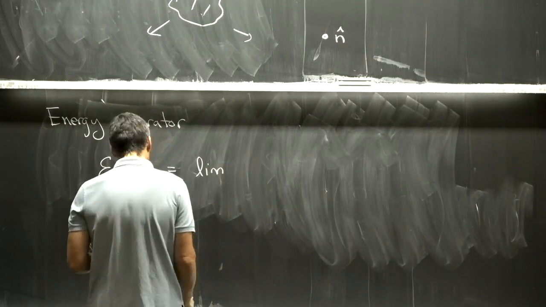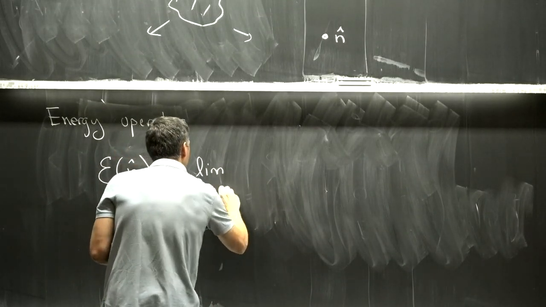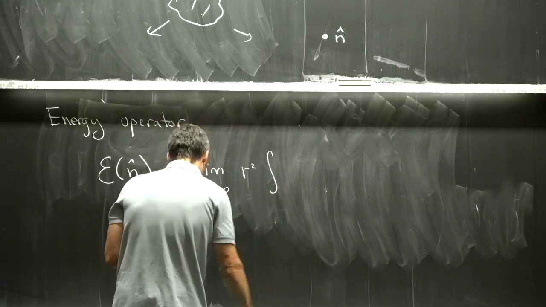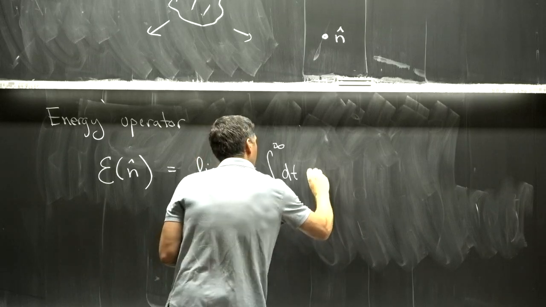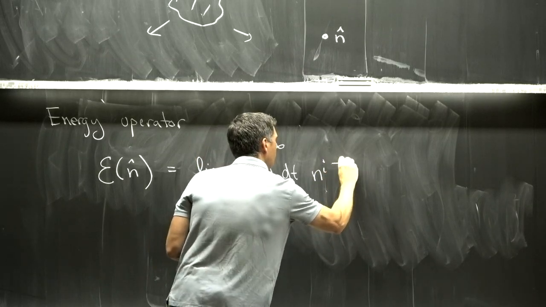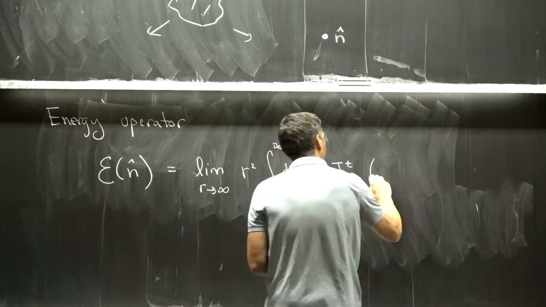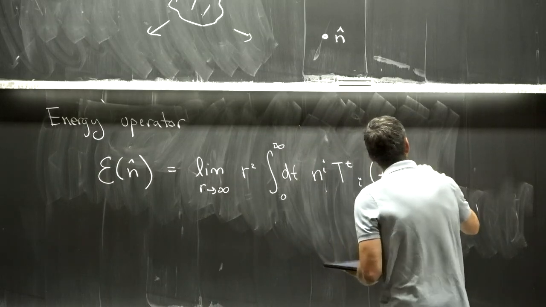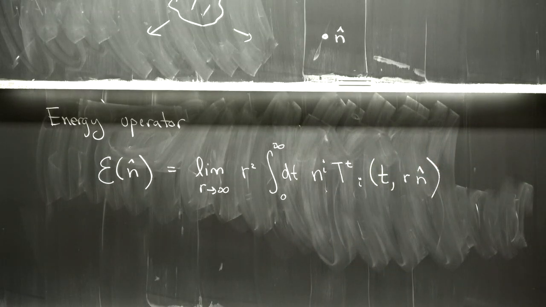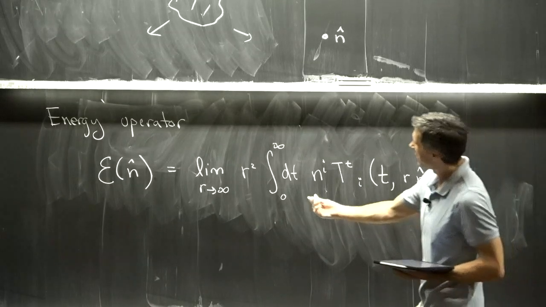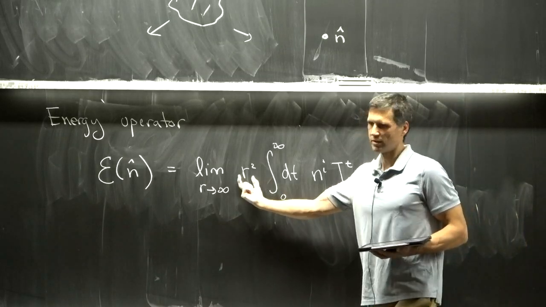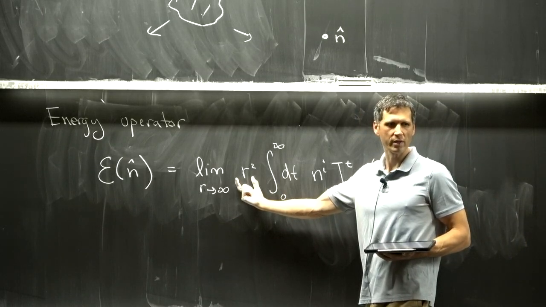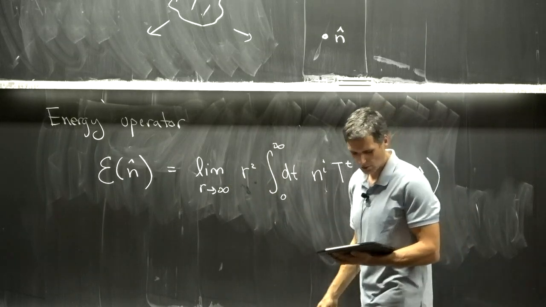So we can write this as a limit as r goes to infinity of r squared, integral from 0 to infinity dt, n^i T_{0i}(t, r n hat). I've just calculated the energy flux into this calorimeter cell and taken the calorimeter cells to be very far away. When we do that, we have to reweight by the size of the calorimeter. That's this r squared, and so we get something finite by taking this limit.